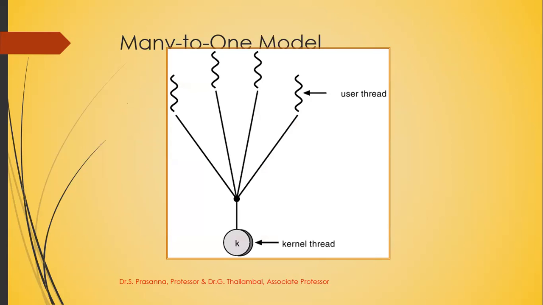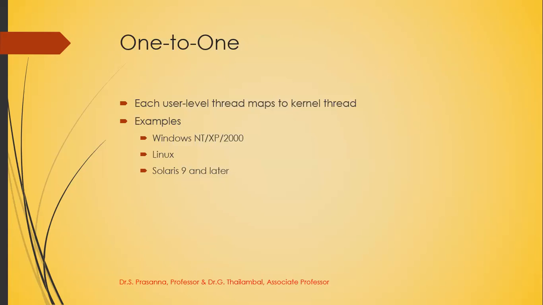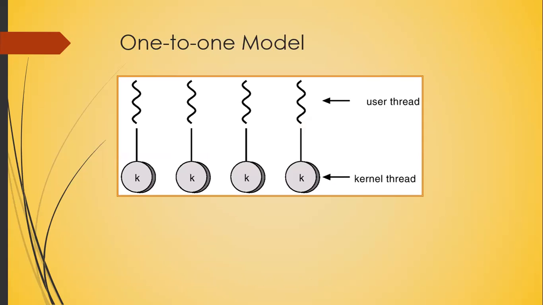What is the many to one model? So many user threads will be connected to one kernel thread. So many user processes can be executed at the same time in the kernel. The thread created by the kernel will be one, and inside this thread itself, all the user threads get executed. And what is one to one? Each user level thread maps to a kernel thread. So that is one to one. Examples: Windows, Linux, and Solaris. So each user thread will be connected to one kernel thread. So that is the one-to-one model.